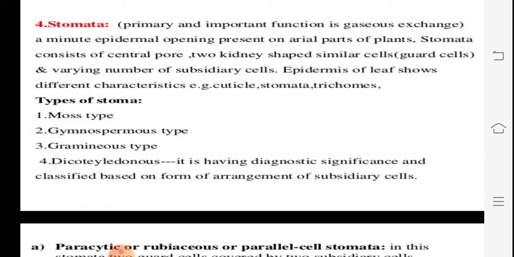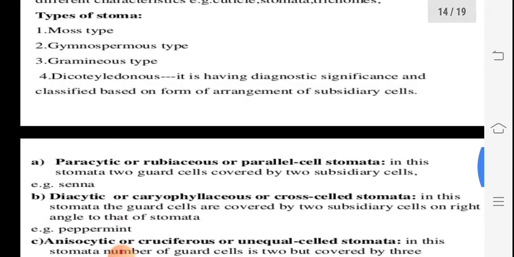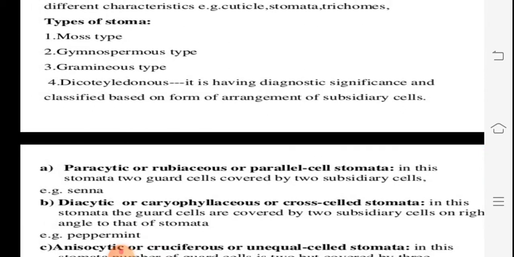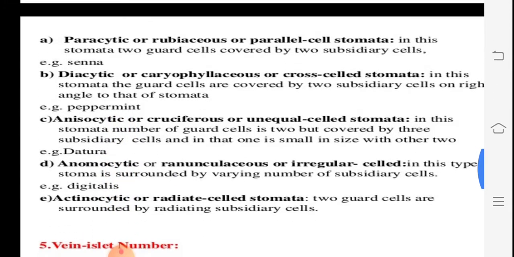The main function of stomata is exchange of gases, and as it shows, there are always two guard cells and a varying number of subsidiary cells. So different types of stomata we already know: the moss type, gymnospermous type, gramineaceous type, then dicotyledons. Dicotyledons show four types.